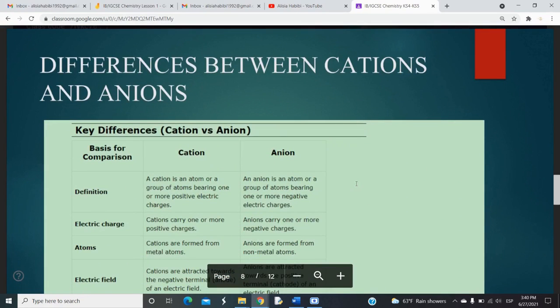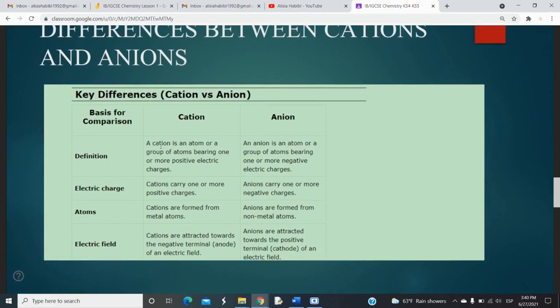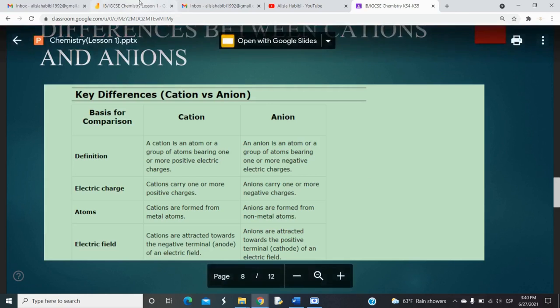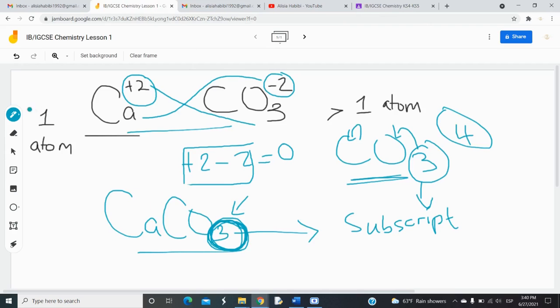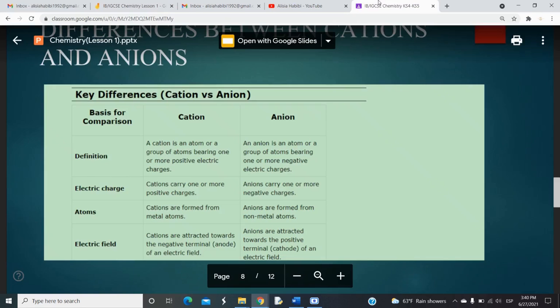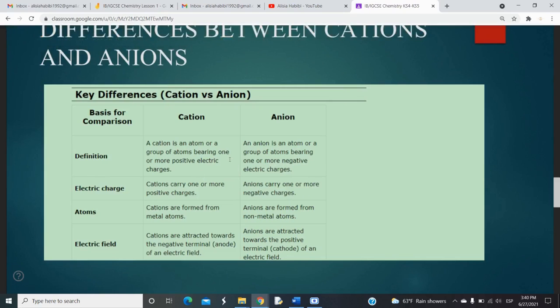Now, the difference between cations and anions is that a cation is an atom or a group of atoms that bears 1 or more positive electric charges, whereas an anion is a group of atoms that bears 1 or more negative charges. So always remember, cations are positive, anions are negative. If you were to identify the cation and the anion in the chemical compound calcium carbonate, of course, calcium is going to be the cation. And then carbonate, which has 2-, is going to be the anion. So always remember, anions are the ones that contain the negative charges, cations are the ones with the positive charges.